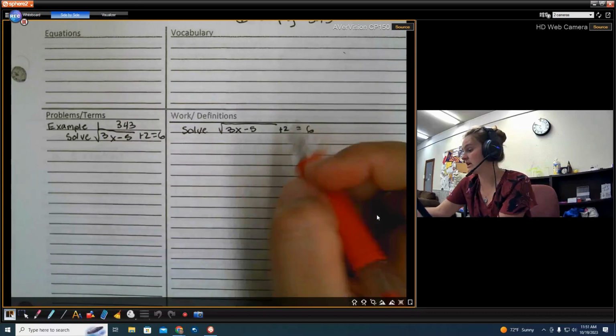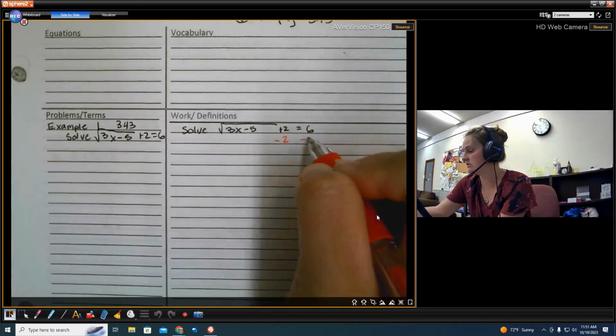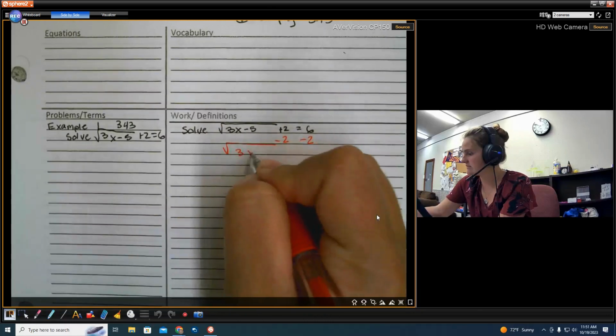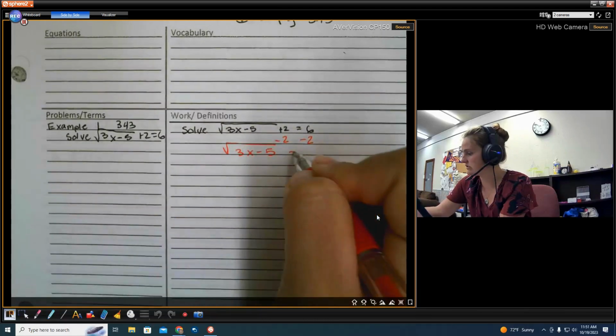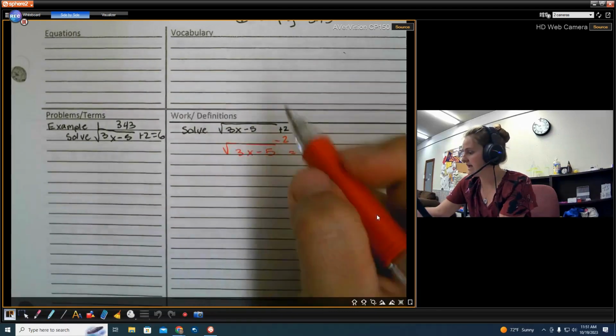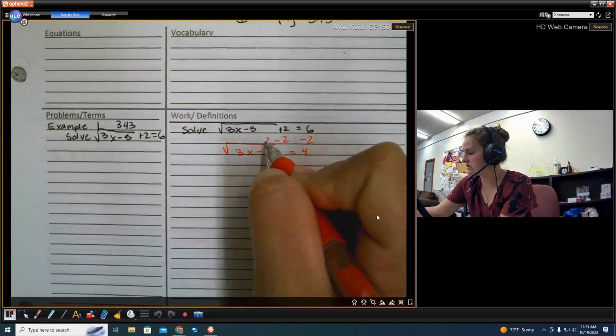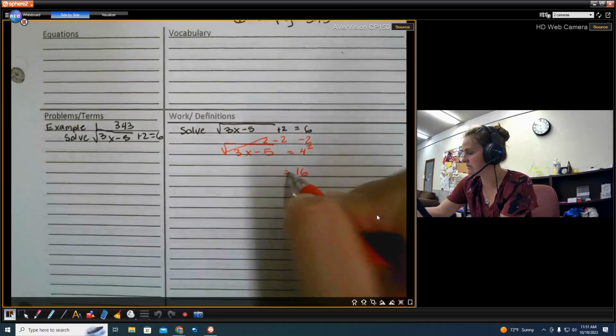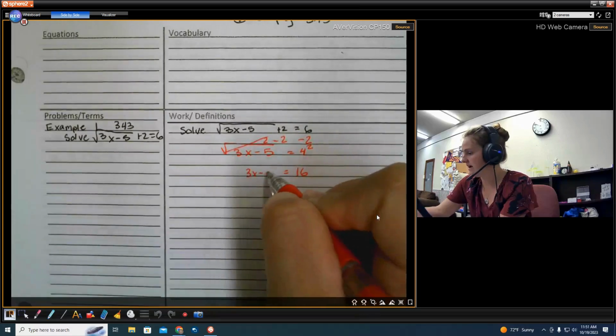I'm going to switch colors because we're going to do our work in red. So we're going to subtract 2. So we get the square root of 3x minus 5 is equal to 4. And then in order to get rid of a square root, we're going to square it. This cancels. So we get 16 equals 3x minus 5.